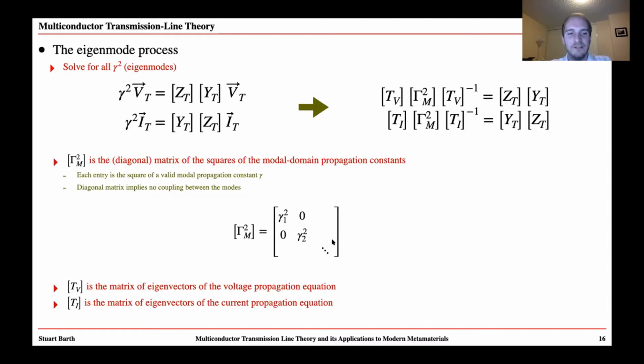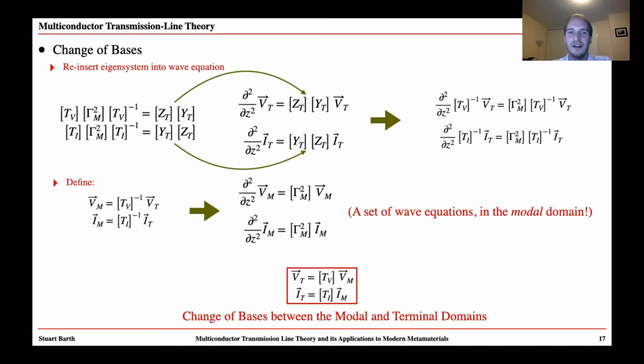The matrices TV and TI are the eigenvectors of this system. So these are matrices, each column of which is a valid eigenvector corresponding to the eigenmode, gamma squared m. And these are the eigenvectors of the voltage propagation equation or the current propagation equation, respectively, depending on whether we're talking about TV or TI. And this is actually an important concept because these matrices allow us to change the basis between the modal and the terminal domain. So mathematically, we can do that by simply taking our eigenvector equation and reinserting it into the wave equation to get the set of equations shown on the top right. Where if we look carefully, we note that we have a certain quantity, the inverse of the TV matrix multiplied by the terminal domain representation of the voltages.